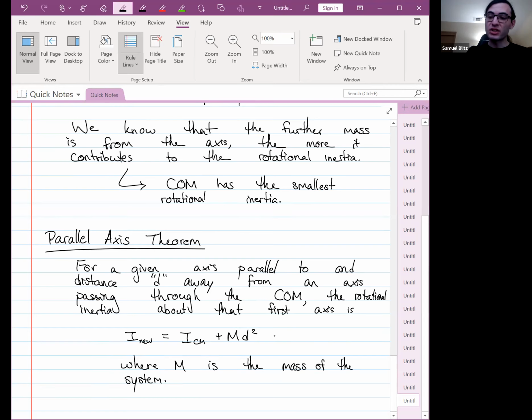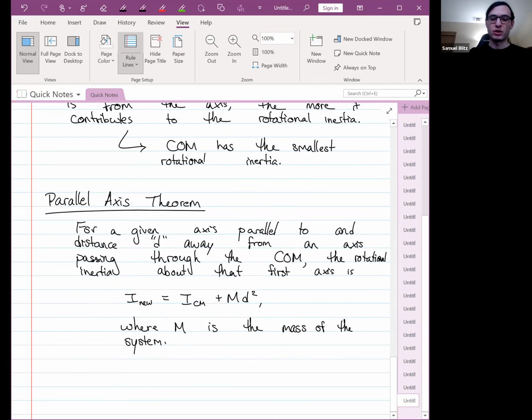So while I didn't derive this, and it's a little bit complicated to actually do this derivation, the parallel axis theorem tells you exactly how much you have to add to the moment of inertia about an axis that passes through the center of mass to get a moment of inertia anywhere else parallel to it.